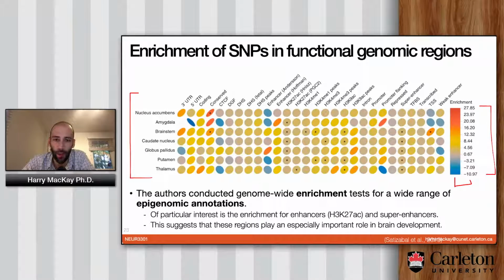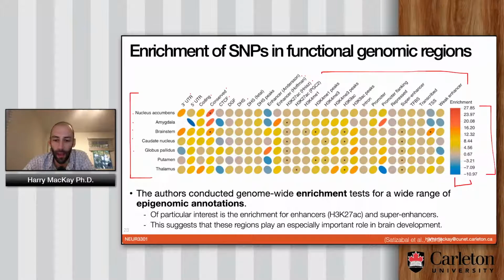There's all kinds of ones here: 3' UTRs, coding sequences, highly conserved regions, CTCF binding sites, DNA hypersensitivity regions, enhancers, H3K27 acetylation, and so on and so on down the line. All these different things that exist in the genome. Many of these you'll recognize by the time we're finished, but not all of them. There's too many to go over here, but many of these you'll have some familiarity with. This shows the overlap between these epigenetic annotations and the SNPs that are linked to variation in brain region size.